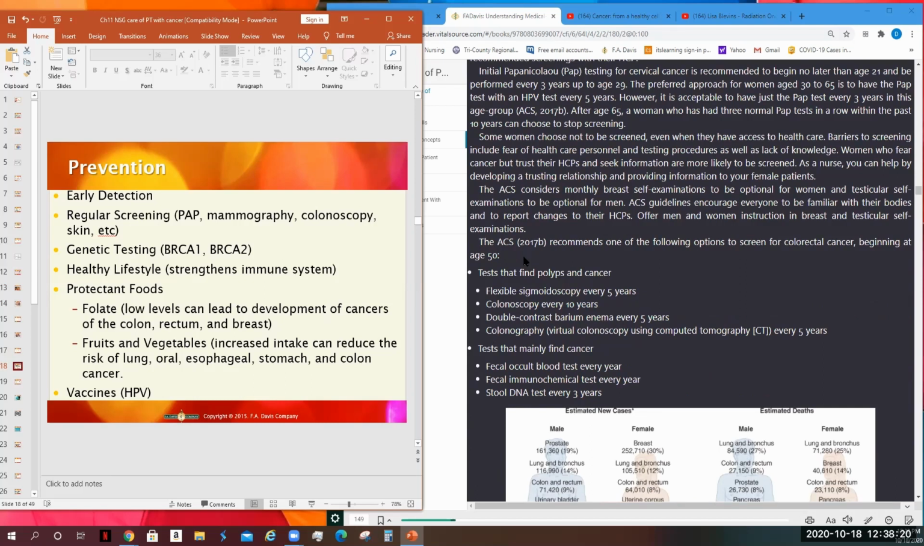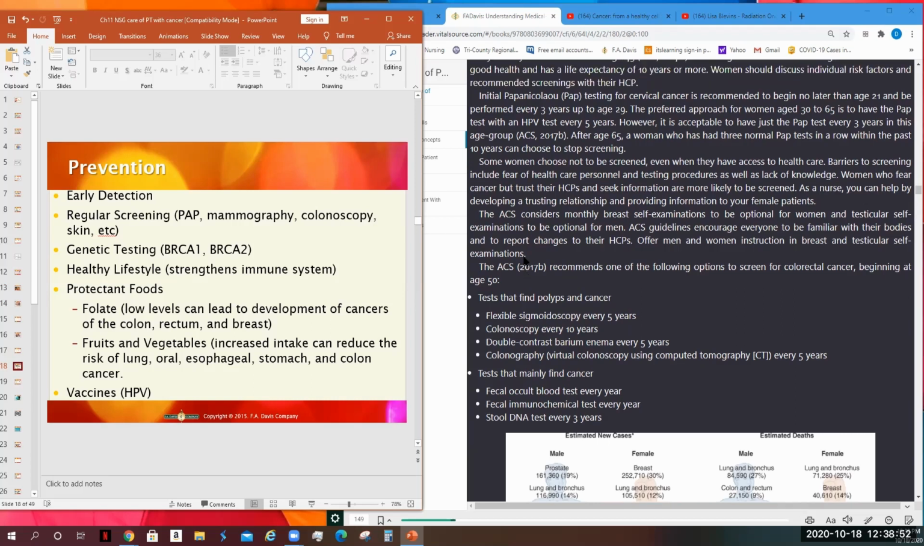The ACS considers monthly breast self-examinations to be optional for women and testicular self-examinations to be optional for men. ACS guidelines encourage everyone to be familiar with their bodies and to report changes to their HCPs. Offer men and women instruction in breast and testicular self-examinations.